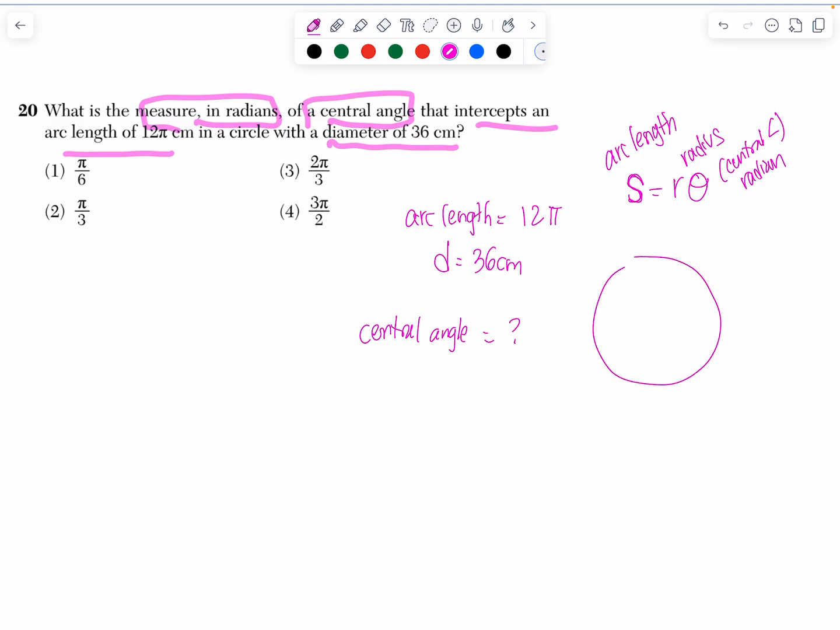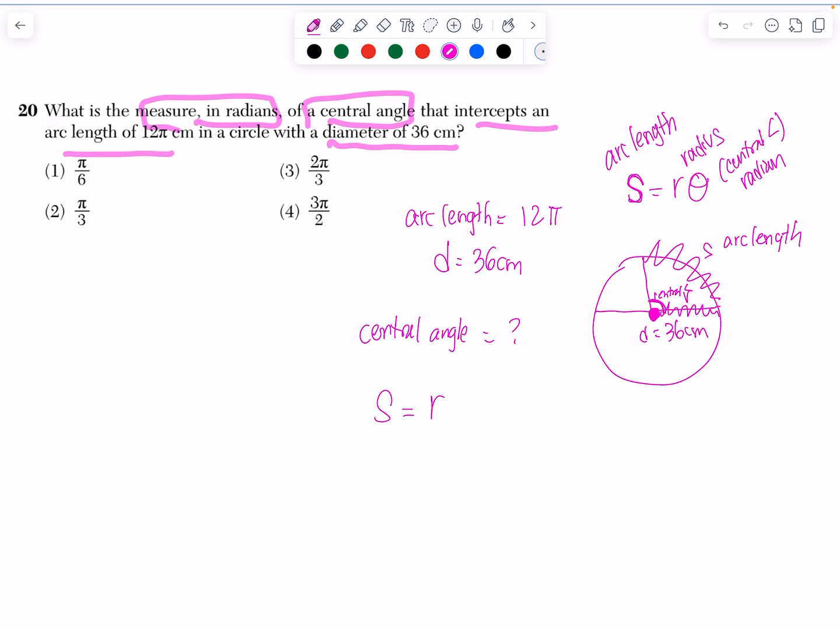If I were to give you a sketch, and of course this is not drawn to scale, this is the diameter and they said it's 36 centimeters. This would be the radius. A central angle is when the vertex is at the center of the circle, so that's right here. And this right here would be the arc length. Now, we really didn't need to draw the picture, but I just gave you a visual so you understood the parts. So let's start again.